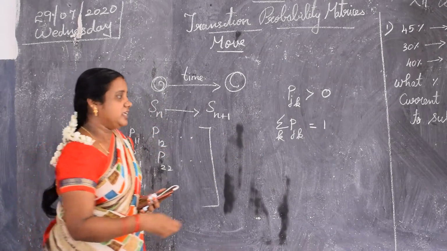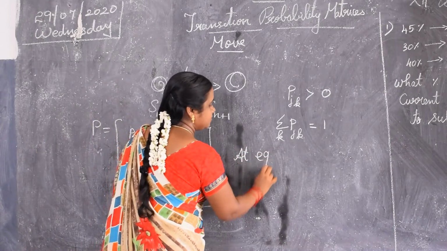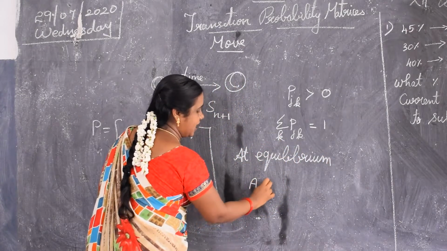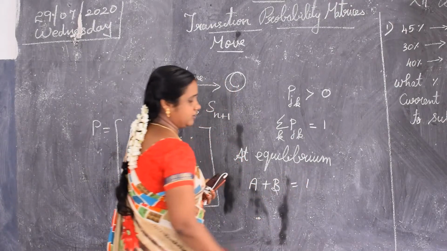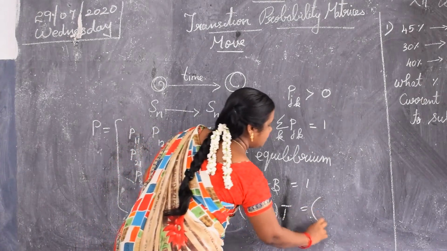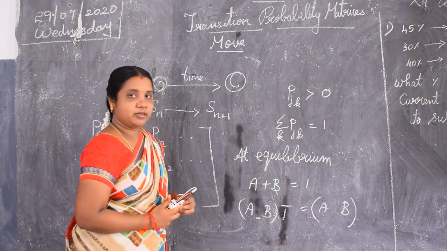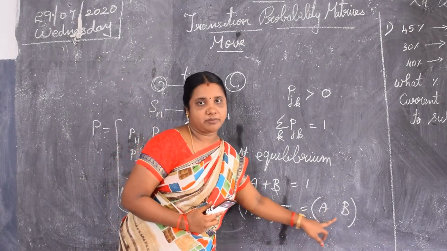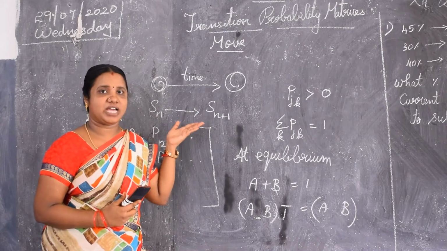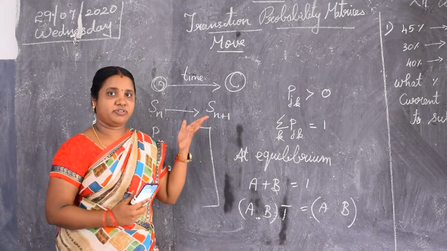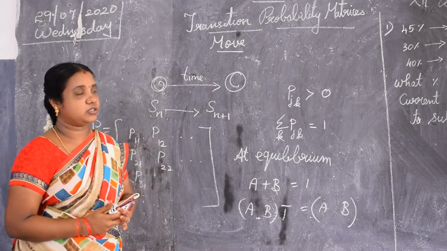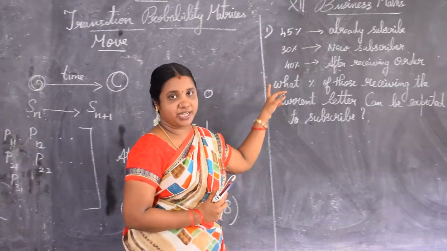Have you understood? Then next one is at equilibrium. The transition probability will be, suppose A and B, where A plus B should be equal to 1. Then in the equilibrium state, you have to write this formula: matrix AB, then our transition matrix is equal to AB. This is the transition probability matrix. Where we will use this: in the share market, for finding the profit. Whether we will get profit or loss, with the help of this we can analyze. Have you understood?